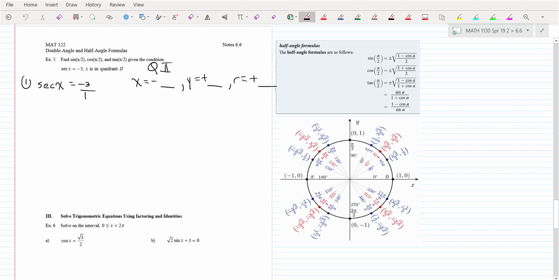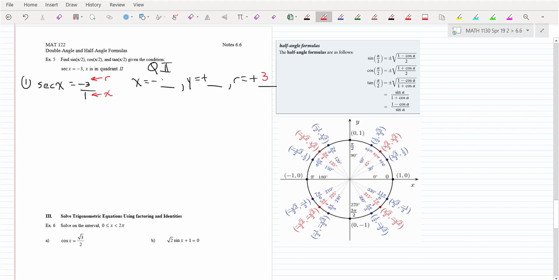You have to put that over 1 so that you can figure out 2 of the variables. So the secant is r over x. It's the reciprocal of the cosine. So that means you would have negative, let's see, r would be positive 3. It would have to be.